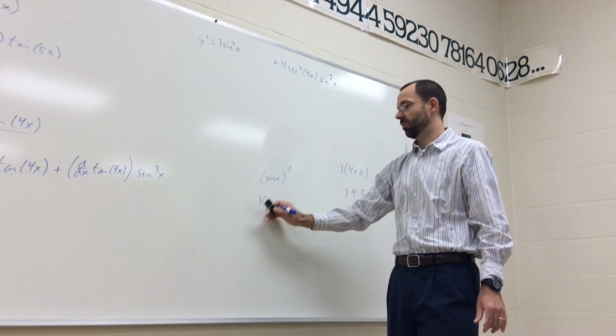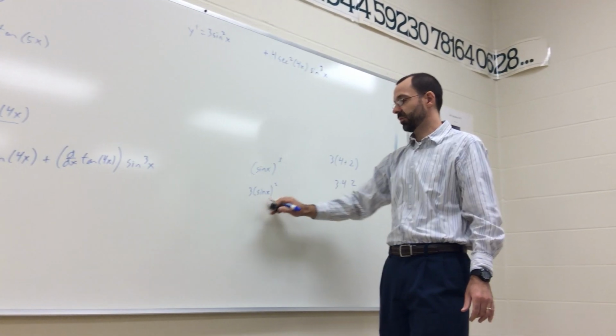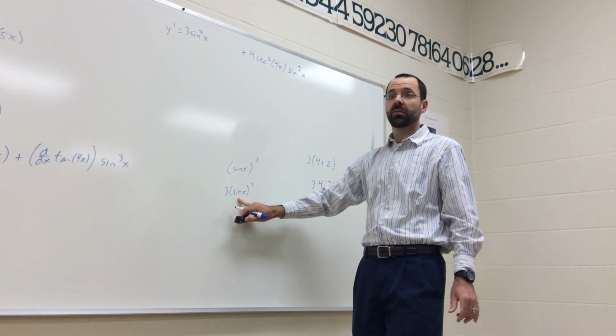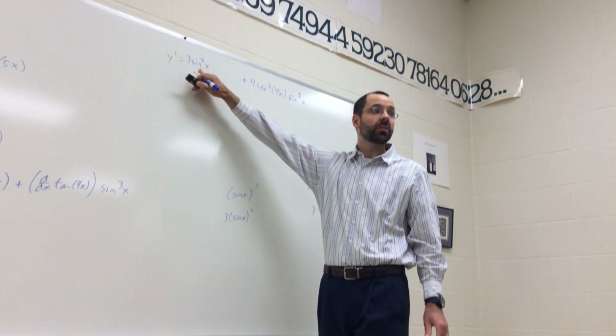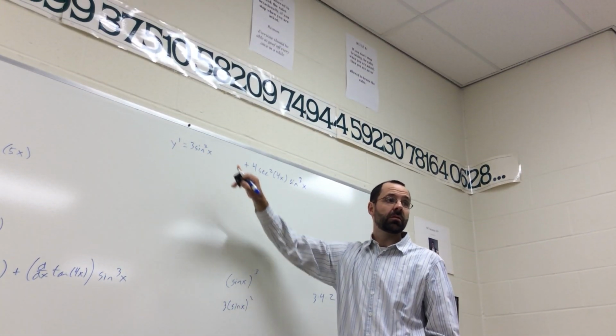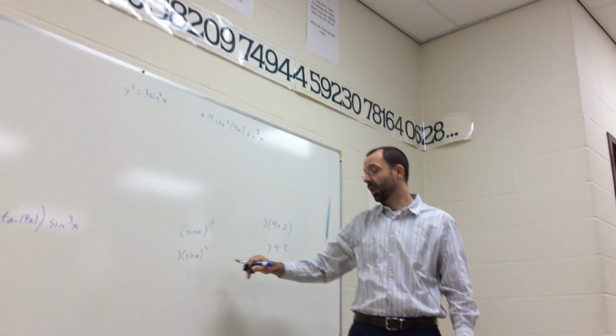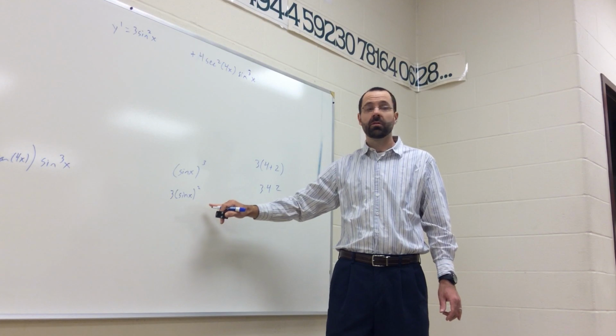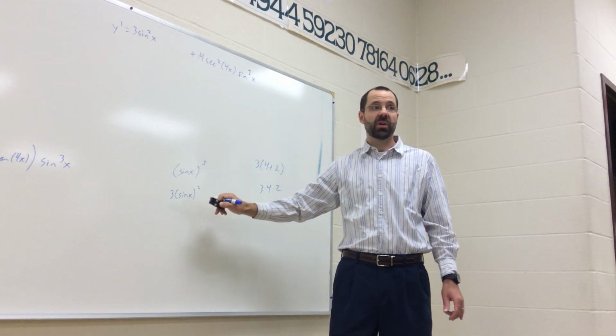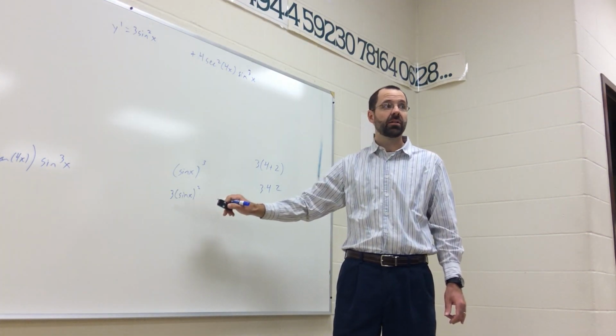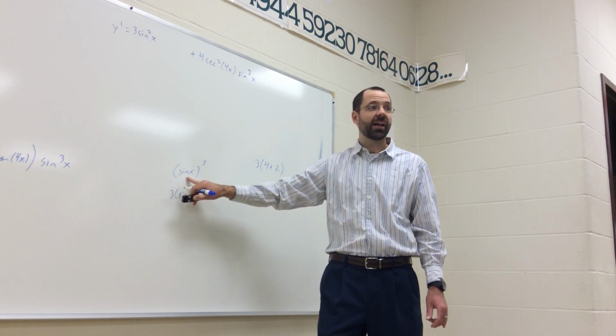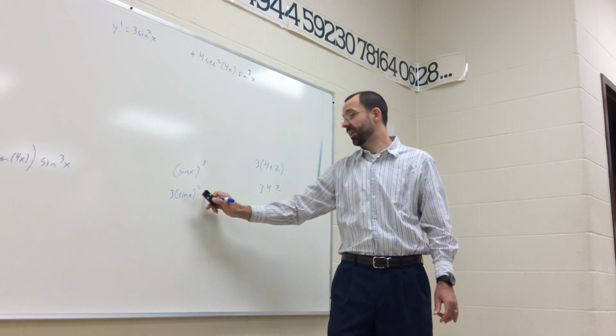So maybe you would be more comfortable if I wrote that down. But that's the same thing, right? Okay, then what else? Multiply by the derivative of the inside, right? And the inside is sine. And the derivative of that is cosine.